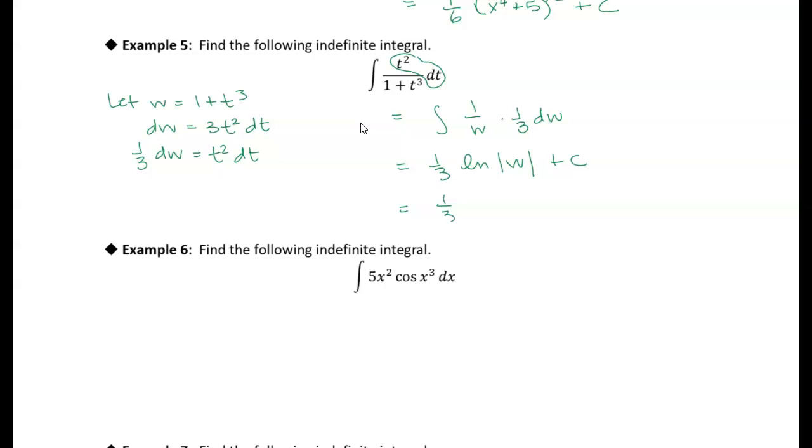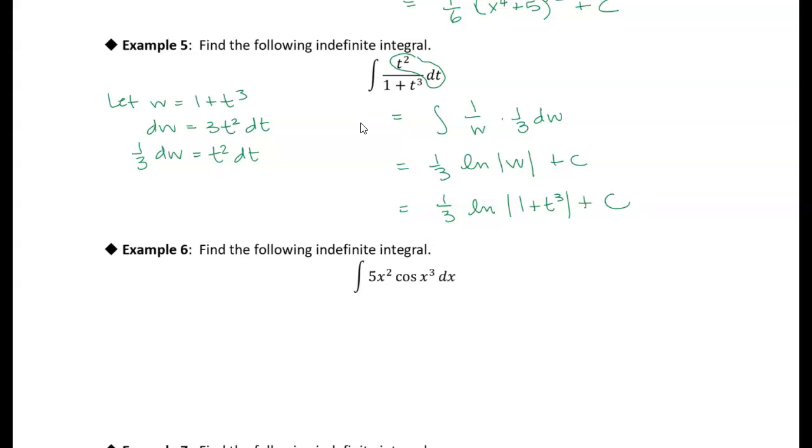terms of x. So natural log of, and now this time I do need to preserve the absolute value. So 1 plus t cubed, because this can be negative. So I need the absolute value symbols here. Okay, so there we go.